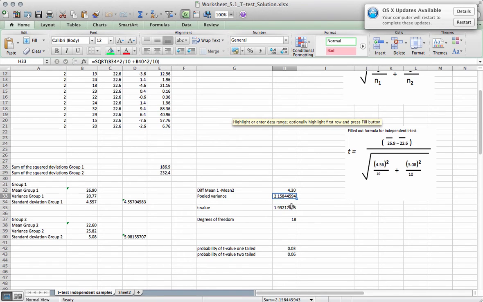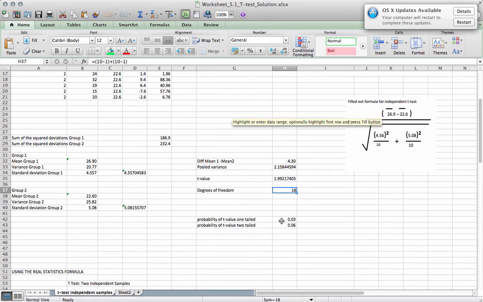So then to get the t value, it's the term on the top here divided by the term on the bottom. That gives us a t value of 1.99. Now for the degrees of freedom, it's n minus 1, 10 minus 1, plus n minus 1, so the two groups.